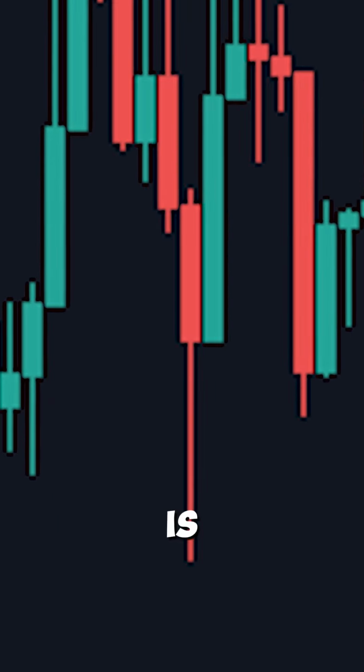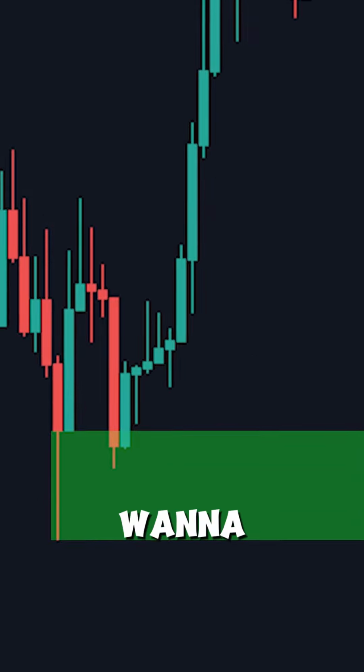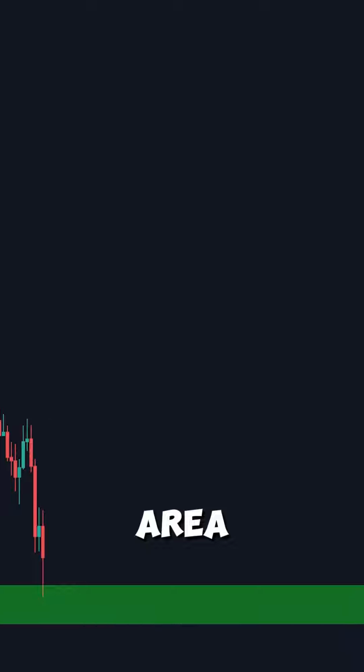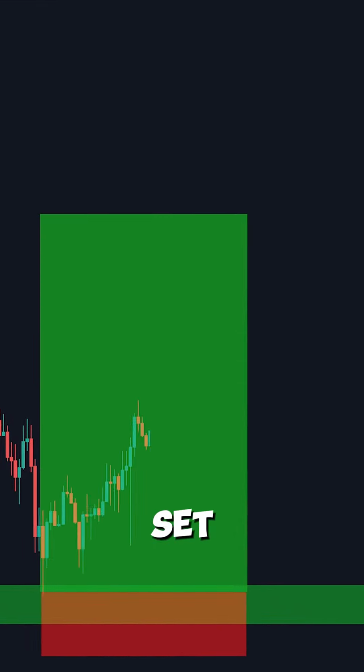What we're going to do is mark an area from the low of this candle wick to the body of that low candle. This area is where you want to start looking for buy opportunities. If price enters this area, you enter. Set your stop loss right below this area and set your take profit at the high of the previous move.